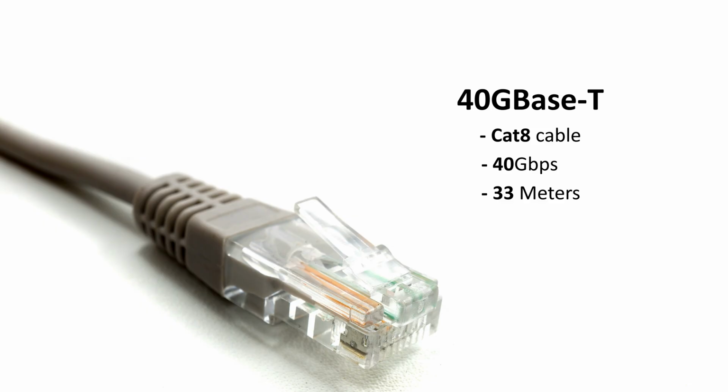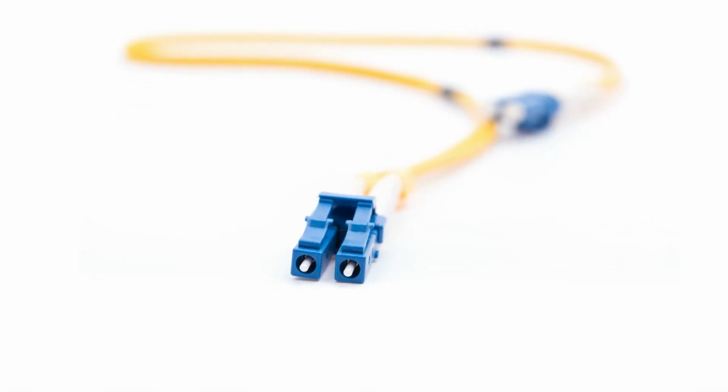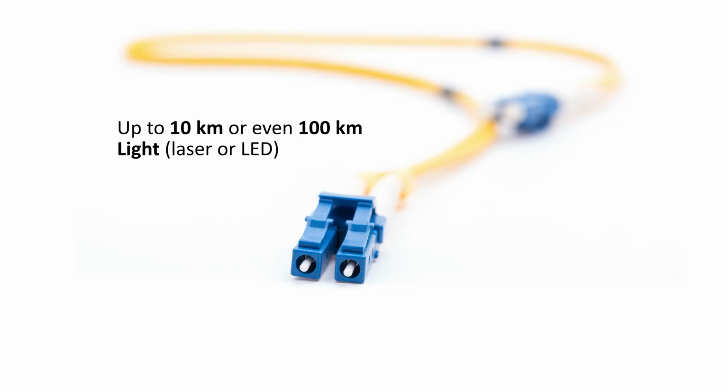Now let me ask you this. Do you think Ethernet only comes in copper cables? No. It comes in fiber optic form as well. Before I talk about the names, let me explain the differences between copper and fiber Ethernet. Fiber can break the 100 meter limit and reach up to 10 kilometers or even 100 kilometers without losing data quality. Copper uses electrical pulses to transfer data, while fiber uses light, either laser or LED, which makes it extremely fast. We'll go over fiber in more detail in a separate video.